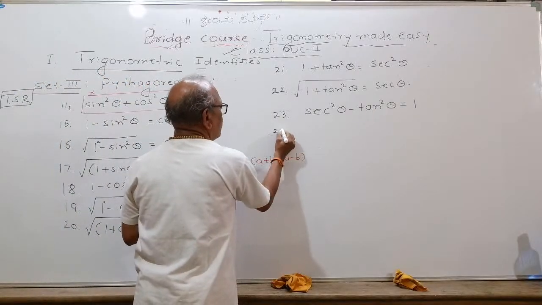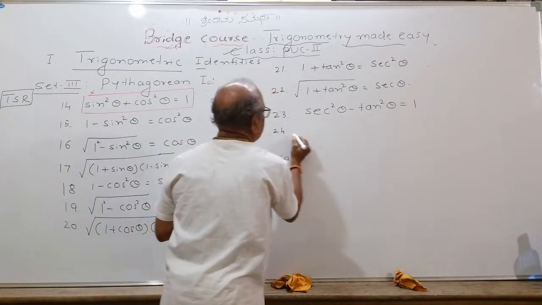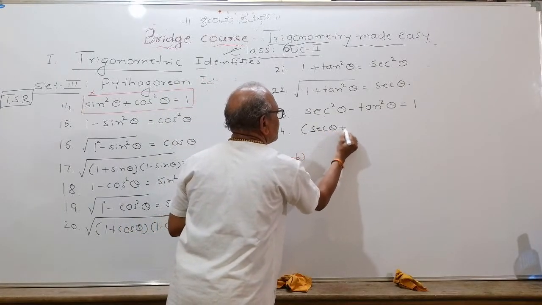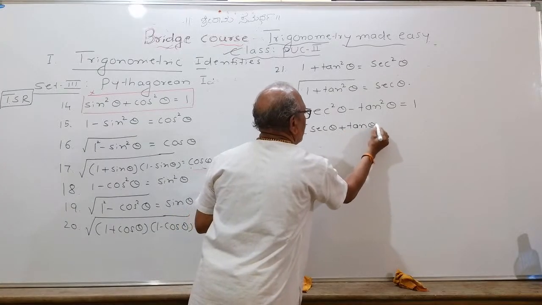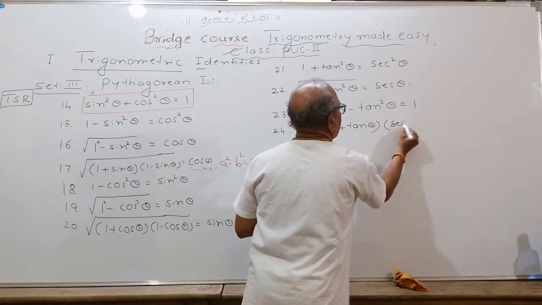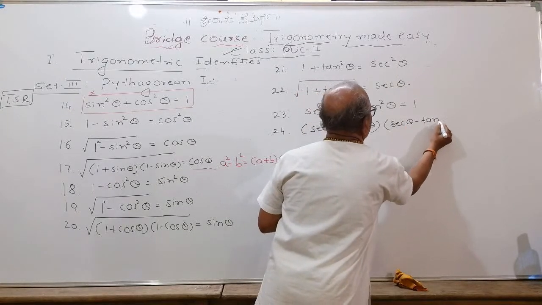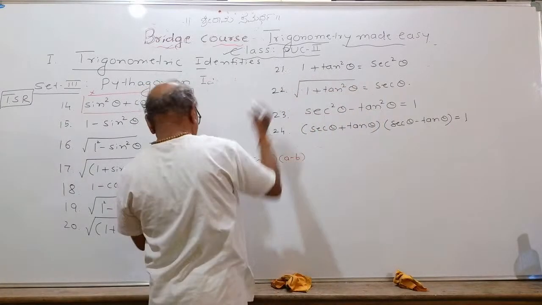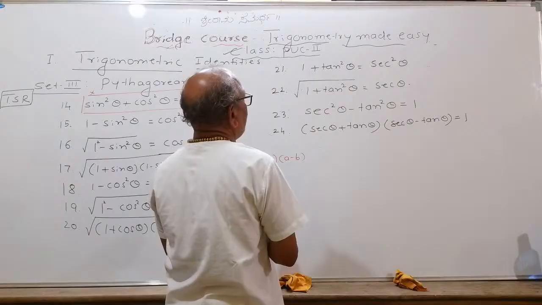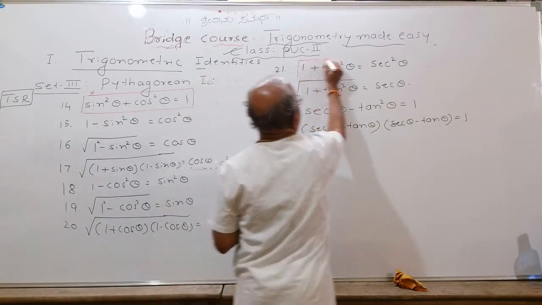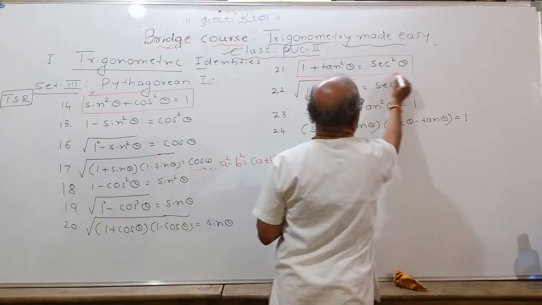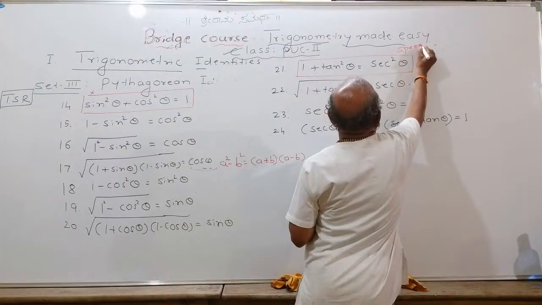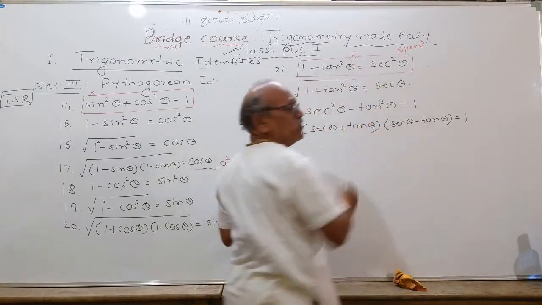24th. Is it not in the form of a square minus b square? You can write it as sec theta plus tan theta into sec theta minus tan theta is equal to 1. Actually, in the textbook they have given only this identity. But for your problem solving skill, time, and speed, only remembering this formula is useless.